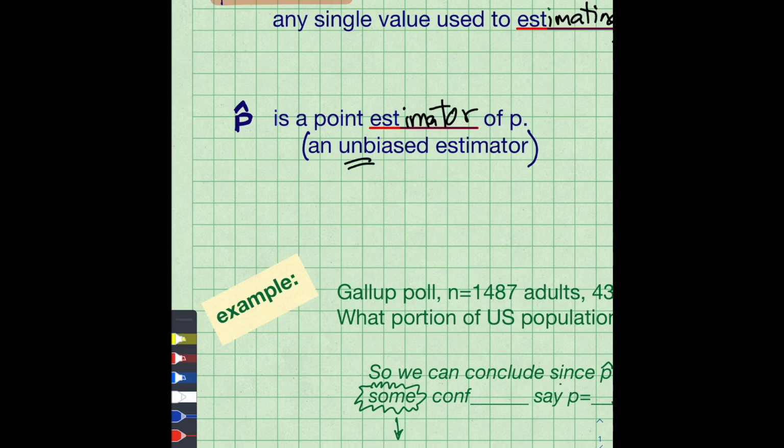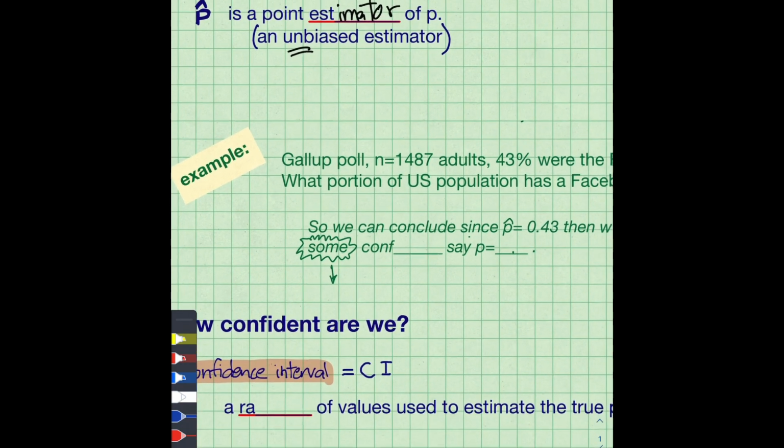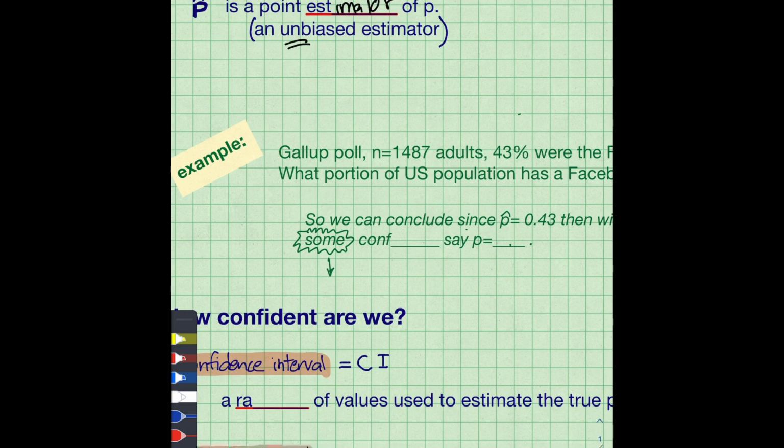And good news, we wouldn't be doing this if this wasn't unbiased. Biased would give us slightly errors, right? One way or the other.